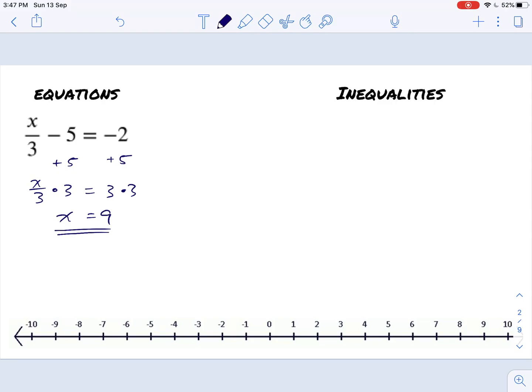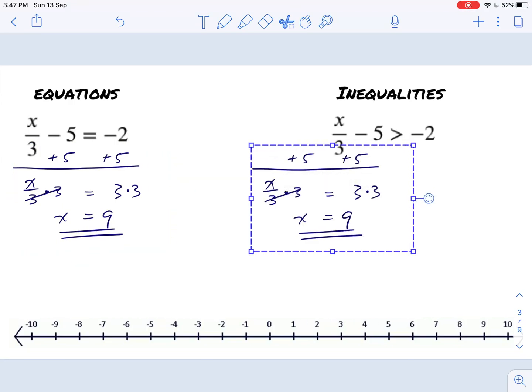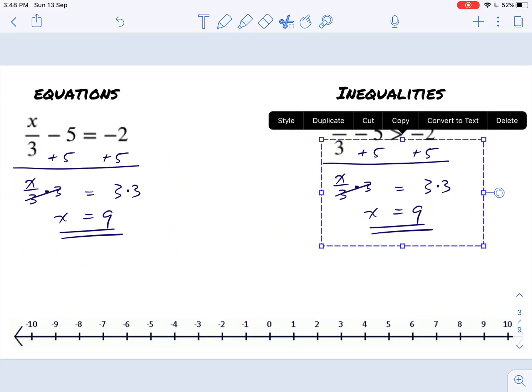Now, how you actually go through and solve an inequality is identical, okay, with one exception, which we'll talk about in a second. But in the inequality, I'm just going to replace that equal sign with, in this case, a greater than sign. And instead of having just one answer, I'm going to have an infinite number of answers. But how I actually solve it is exactly the same. In fact, I'm so lazy, I'm not even going to write it down. I'm just going to take that work, copy it, and move it right over to the inequality.